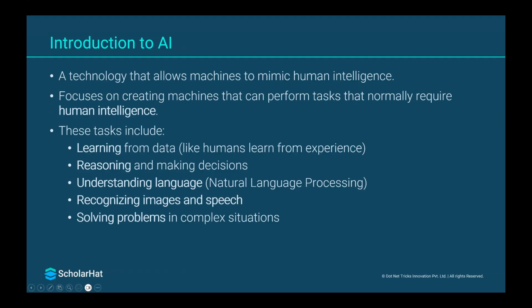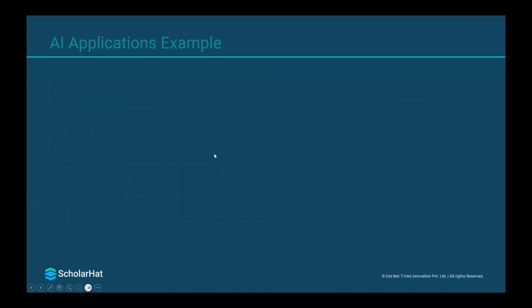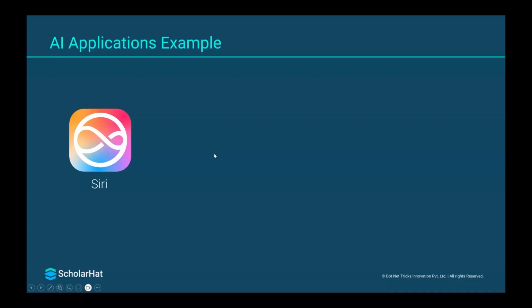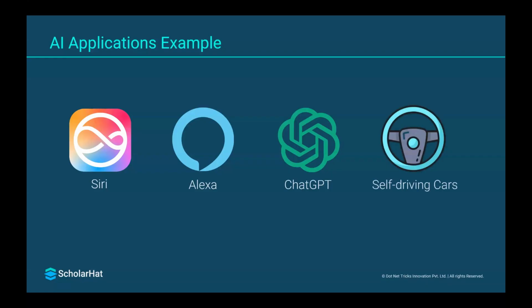If I take an example here, what are the various AI application examples? We have Siri, we have Alexa, we have ChatGPT, we have self-driving cars. These are various examples. I'm sure many of us are using them in our daily life. Depending upon whatever phone or device you have, I'm sure on a daily basis we might be interacting with these most popular AI applications.